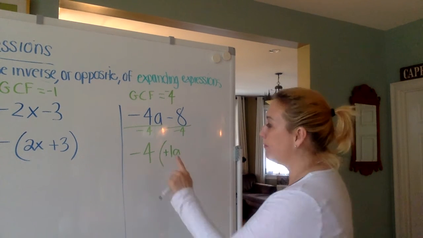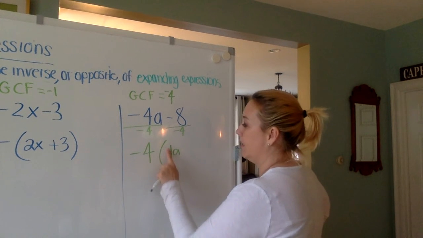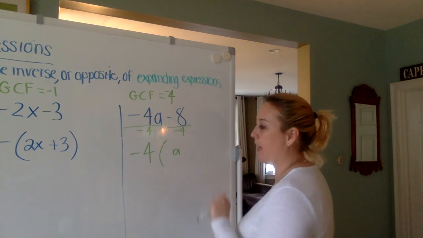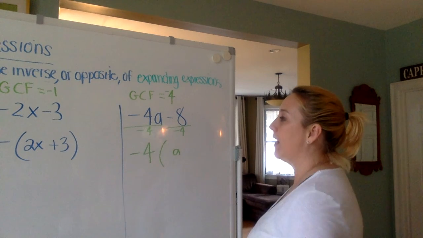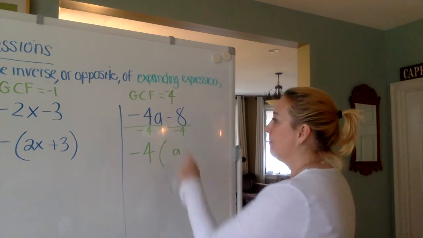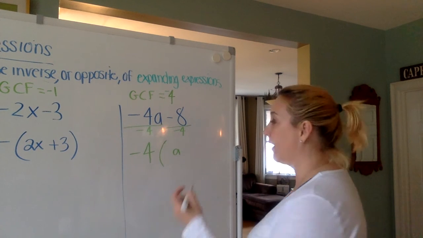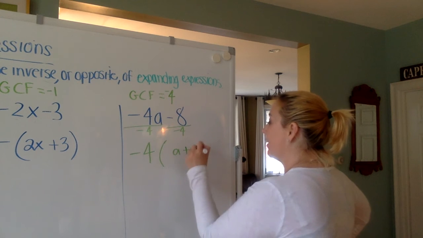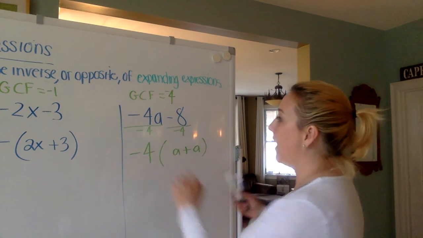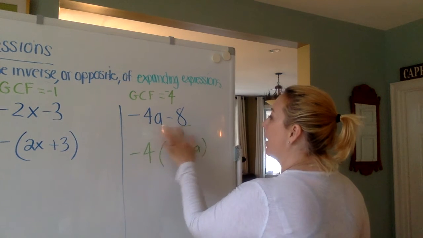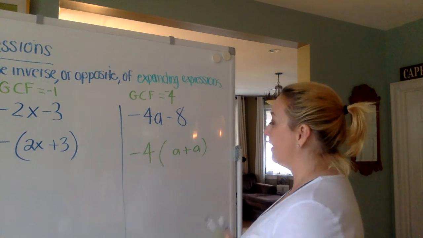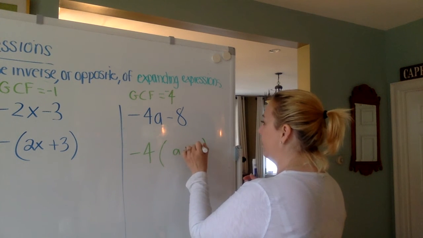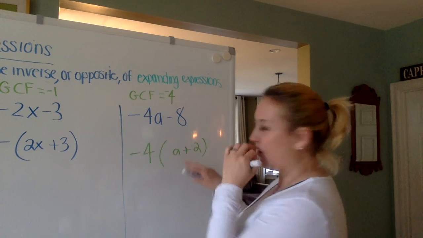But do I need my positive sign right now in there? No. Do I need the coefficient of 1? No, because I just know it's a. Okay, so negative 4a divided by negative 4 is a. Negative 8 divided by negative 4, negative divided by negative is a positive. 8 divided by 4 is 2. So I have now factored negative 4a minus 8 to say negative 4 times, oh geez, why did I write a there? I'm sorry, I should have written 2, right? 8, okay, sorry about that.